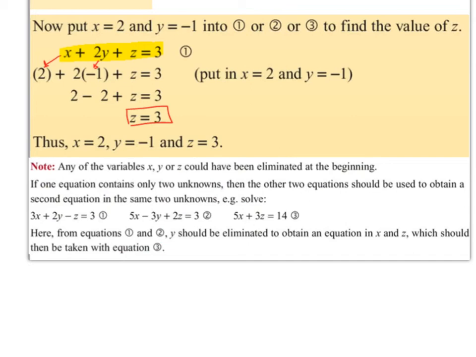So you don't always have to eliminate the z's. Usually it is the z's, but not always. So have a look at the 3 equations that you're given and see, is there one of them that's missing a variable already? So in this case, equation 3 was missing the y, so it was easier to eliminate the y from the other 2.